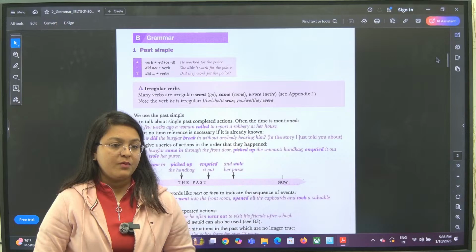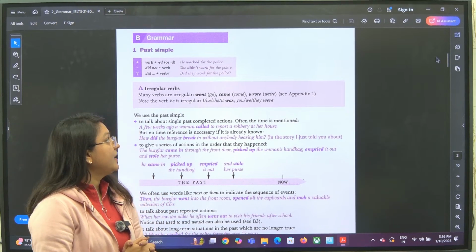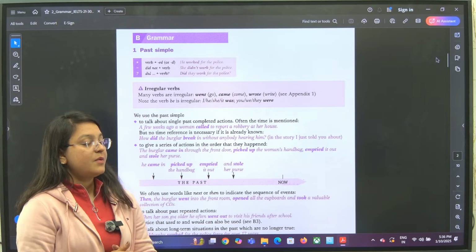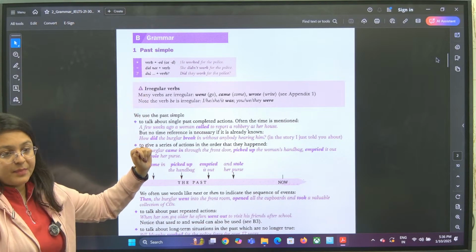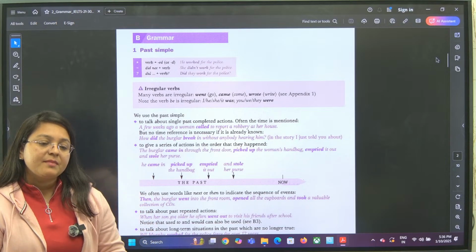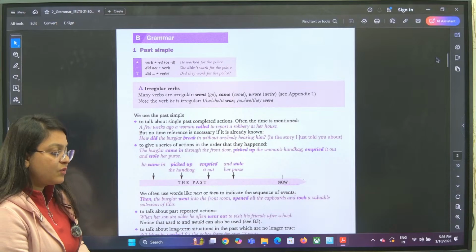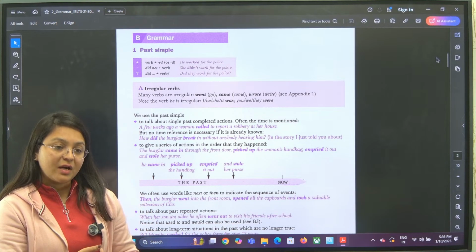All right. So yesterday, a few students were not here. For them, I would like to tell that we started with past tense. The first topic in past tense was past simple. Past simple we generally use to describe things which already happened in the past. These things could include the time frame, or it could be without a time frame.